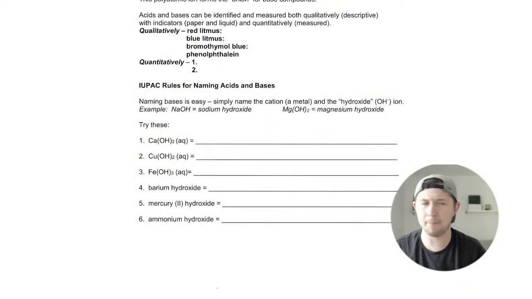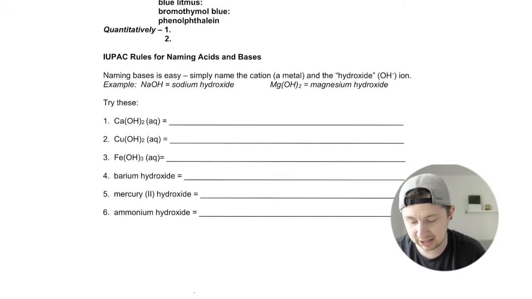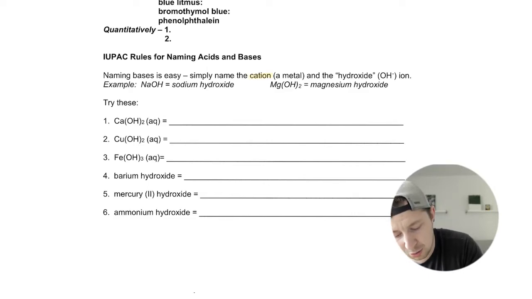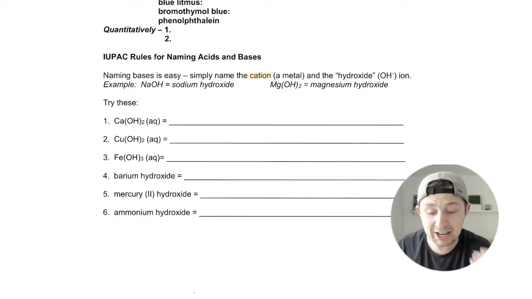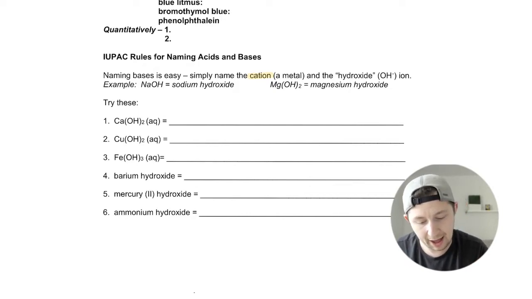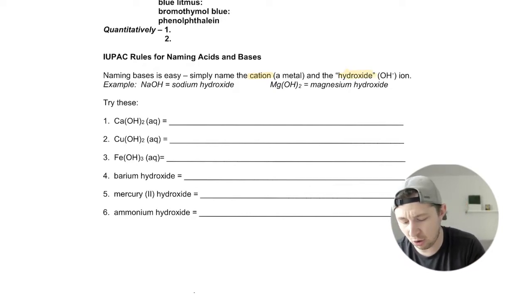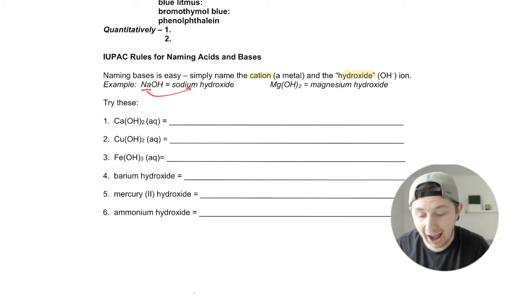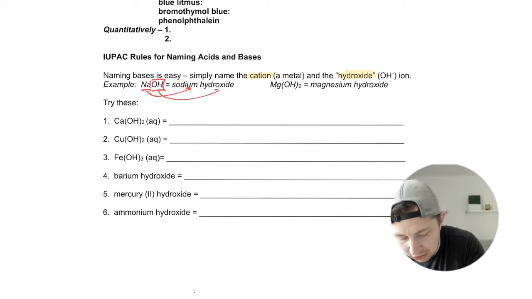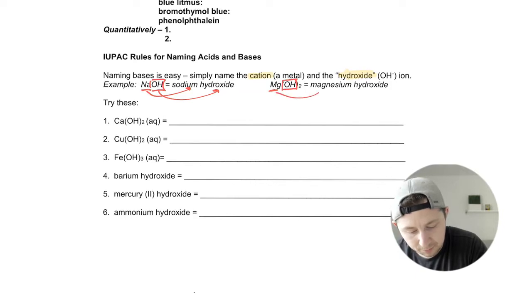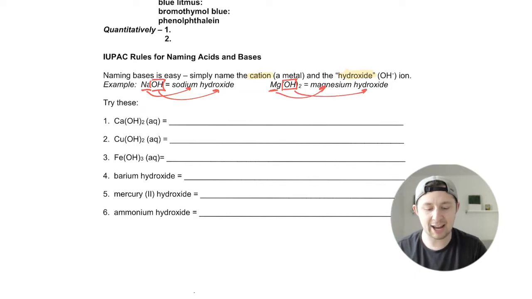So I want to start off with bases because they are the simplest out of all of them. And really, all we're doing is we're just going to take the cation and name the cation. And then we're just going to add on hydroxide at the end. So, for example, sodium, we just name it sodium. Hydroxide, we just add it on the end. Same thing here with magnesium. We name it magnesium, and we add on the hydroxide at the end.